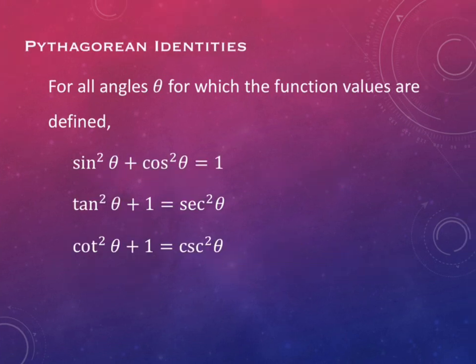Pythagorean identities. When we talked about the Pythagorean theorem before, a squared plus b squared equals c squared. These are Pythagorean identities, and you'll notice they're appropriately named because we have squared pieces. The first one is the one people tend to remember: sine squared plus cosine squared equals 1.